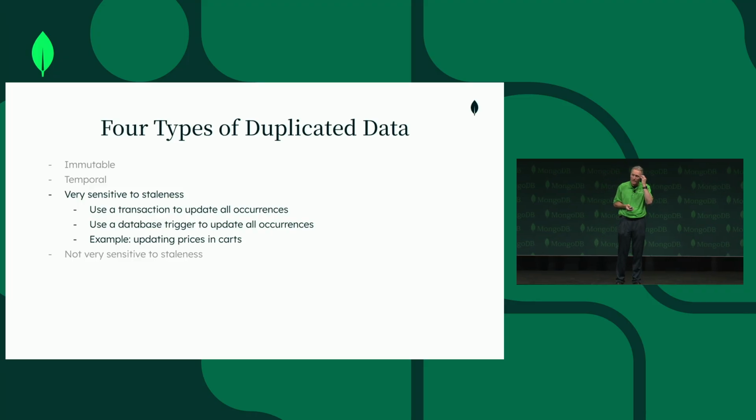You also may have data that is sensitive to staleness, but can still afford maybe a few seconds of staleness. For that, you can use a trigger in MongoDB. An example would be if I update the price of a product, I could listen to a trigger where the price gets changed, see if there are active carts, and then go change the price in the carts.